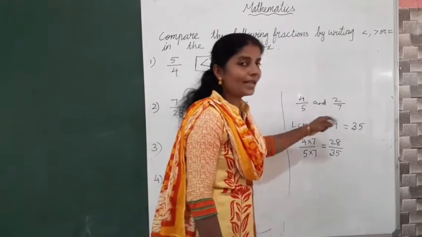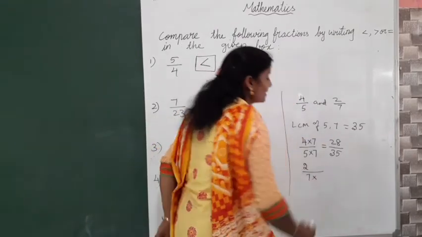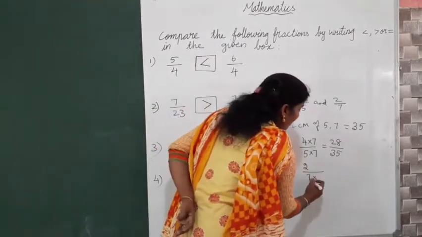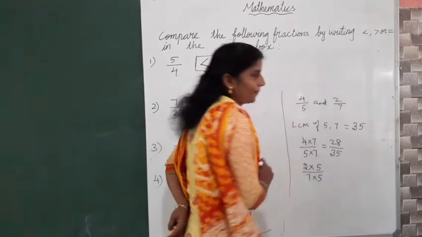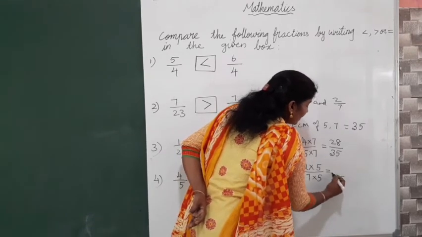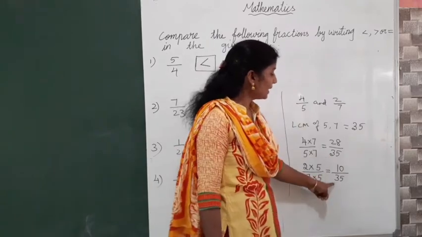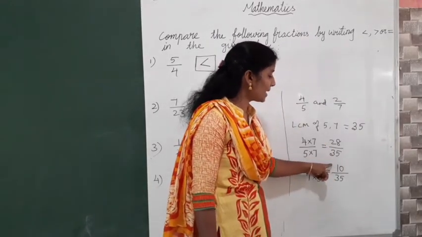Now 2 by 7. In the 7 table, 5 times: 7 fives are 35. So multiply by 5, and the numerator also multiplied by 5. So 7 fives are 35, and 2 fives are 10. Did you get the same denominator? Yes. Now we can compare the two numerators.